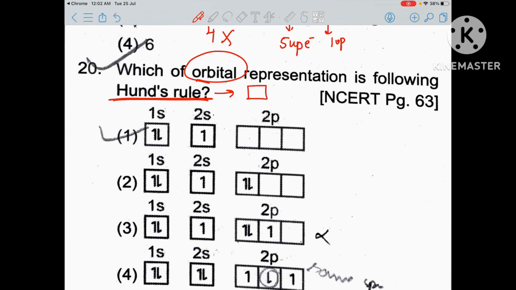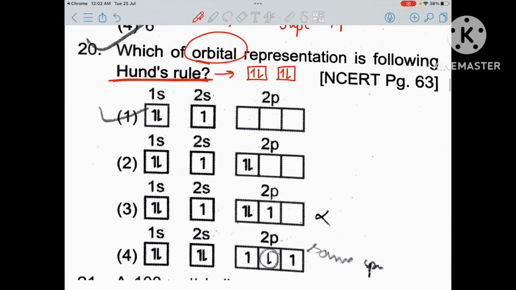Pairing will only take place when each orbital is filled with one electron, and pairing will only take place with opposite spin. Let's see each option. Here two electrons, here 1 electron, okay, there is no problem. Here 2 electrons, here 1 electron, and without filling this space, how can you move on to the next orbital? This is wrong. Here also 2 electrons are filled, here also the filling hasn't taken place, then how can you move on to the next?